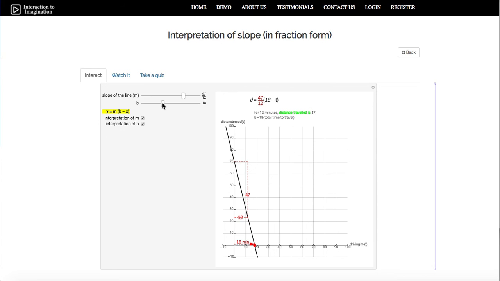You can also play around with B. And as you see here, we increased B. So basically that means that the x-intercept is now 31, which means that the total time of traveling is 31 minutes.